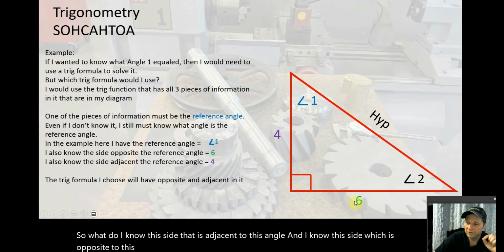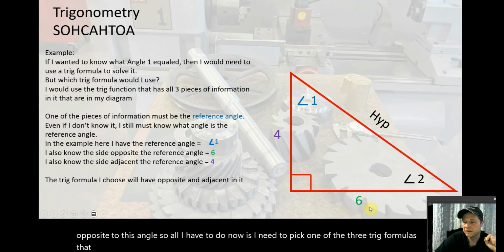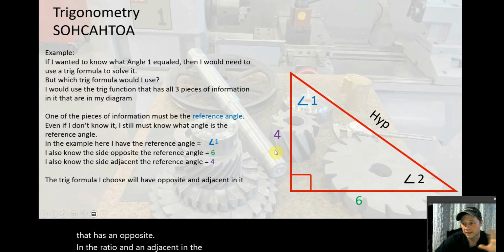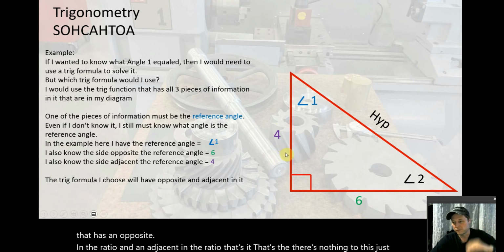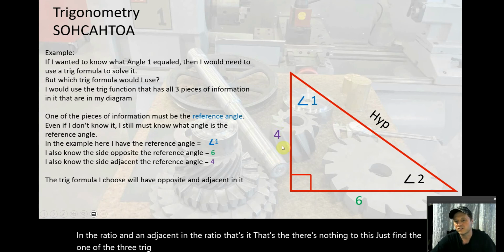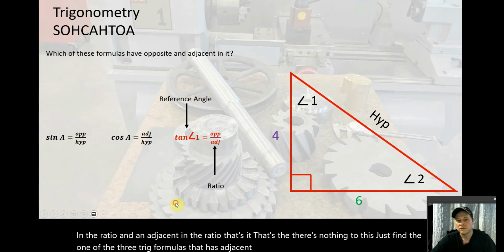So all I have to do now is pick one of the three trig formulas that has an opposite in the ratio and an adjacent in the ratio. That's it. There's nothing to this. Just find the one of the three trig formulas that has adjacent and opposite. So which is that? Well, obviously it's tangent.